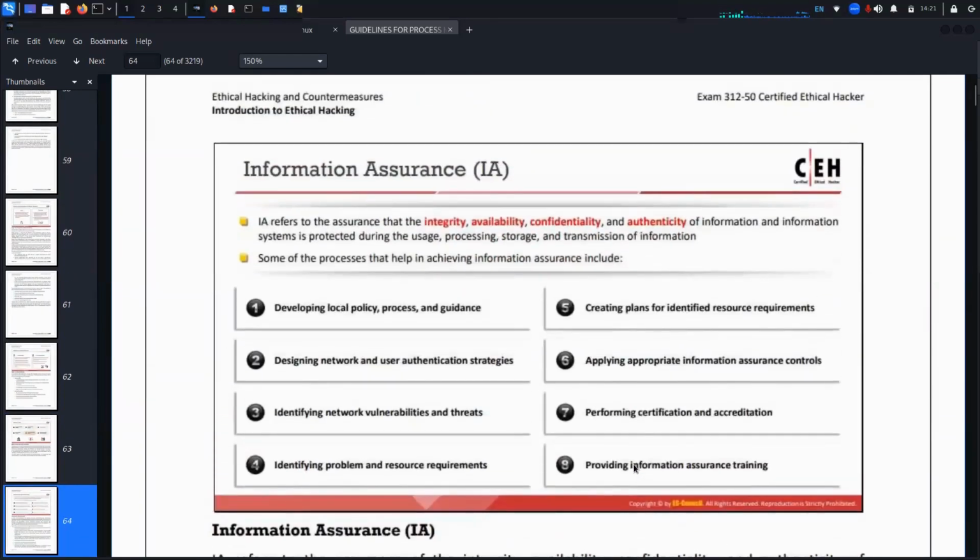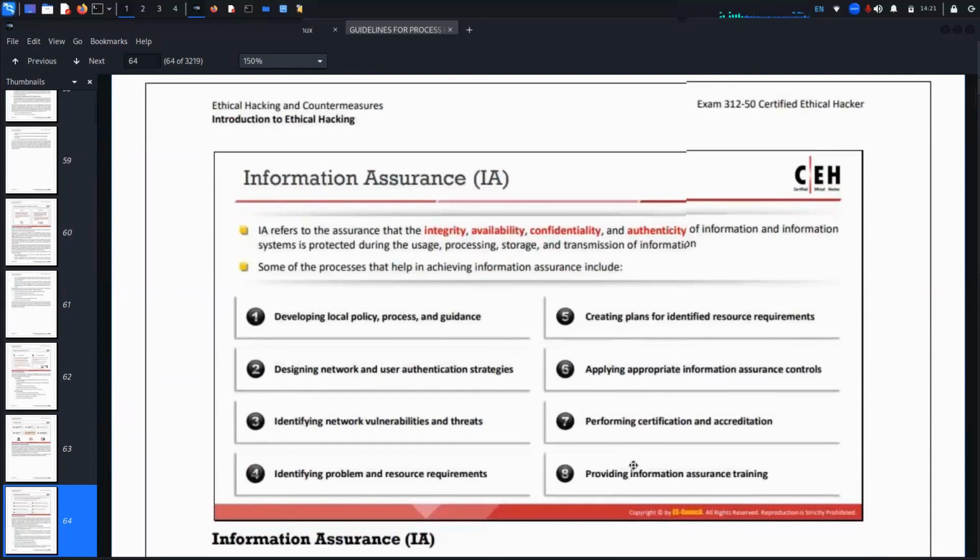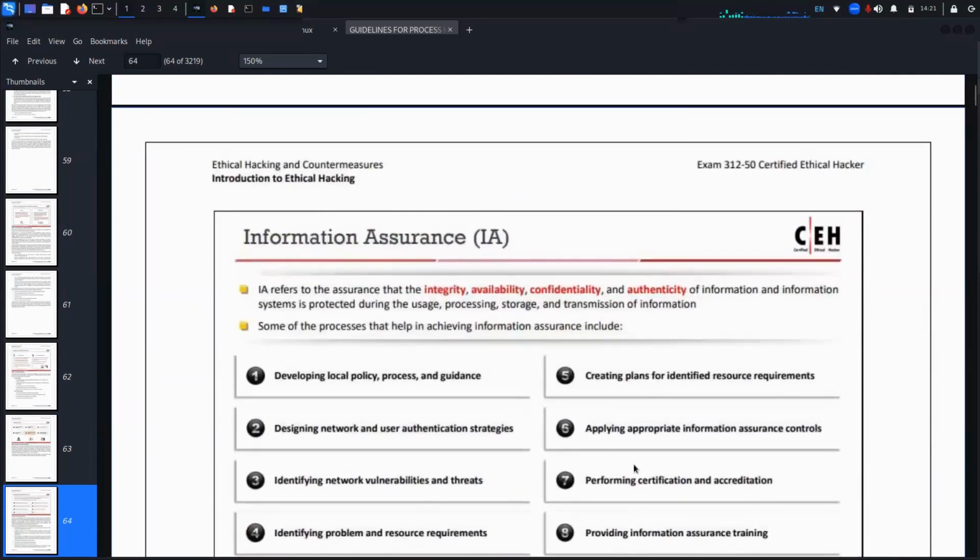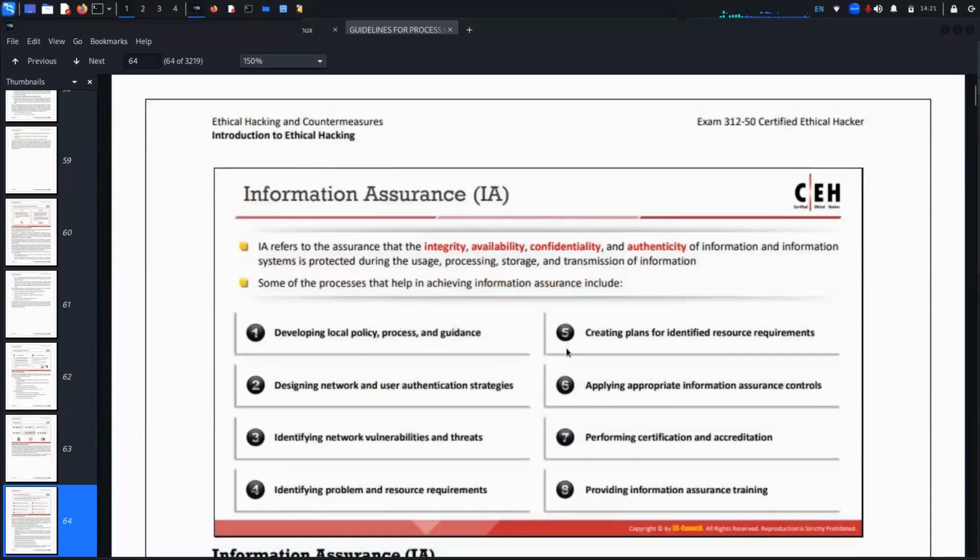Information security controls as information assurance. This is the part that assures that integrity, availability, confidentiality, and authenticity is maintained, right? Some of the processes that help us achieve this information assurance is developing a local policy, procedure, and guidance that all of the data stored on these servers is authentic. It comes from legitimate sources, like citing the sources where it is coming from, and so on.